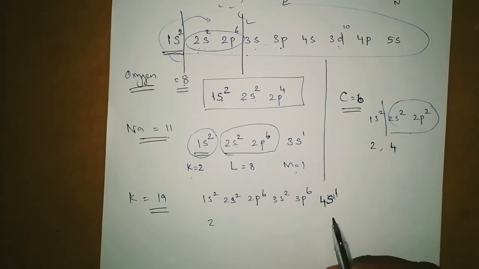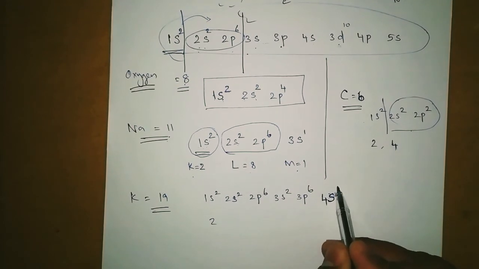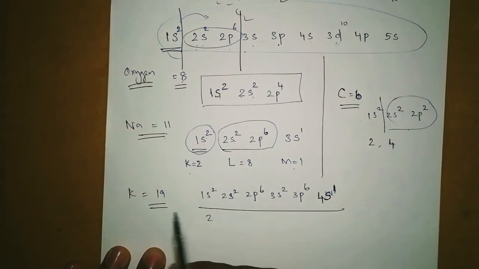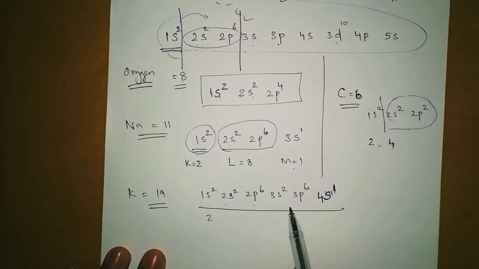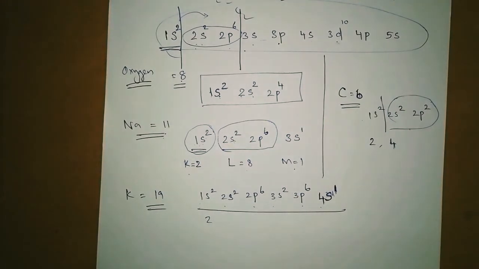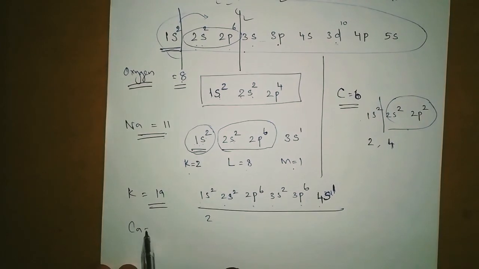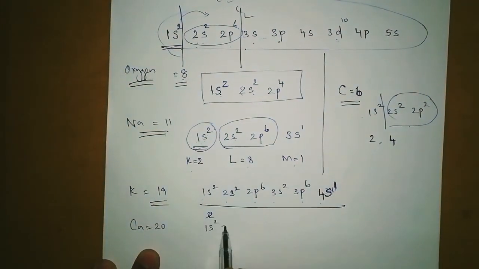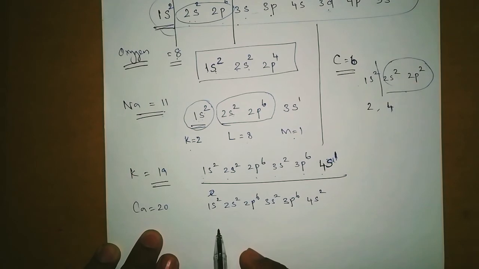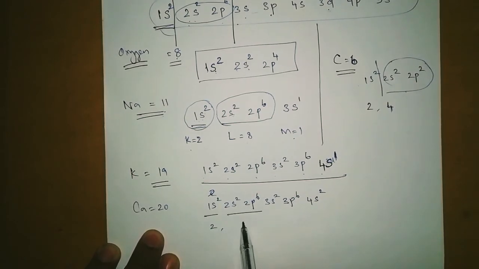Why 4s1? It means that it needs to be filled completely. So that is why I am writing it as 1s2, 2s2, 2p6, 3s2, 3p6, 4s1 is the electronic configuration of potassium. Even for calcium also, we have to write like this: 2s2, 2p6, 3s2, 3p6, 4s2. That is why the electronic configuration of potassium, we write it as 2 8 8 then 1.